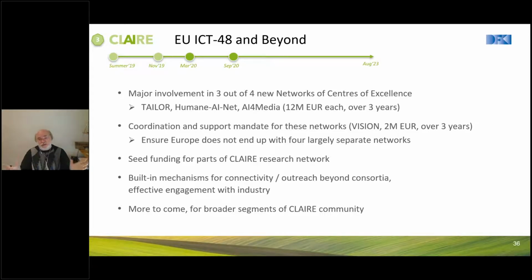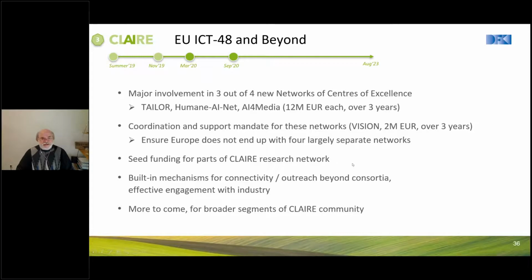Don't ask me why the EU wanted 4 networks. I think we need one big network for European AI, and we're trying to bring these 4 networks together such that they form a single network with the specific identities of each group of people, of course.